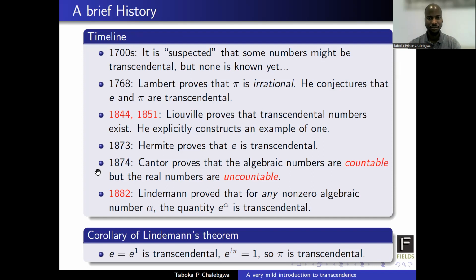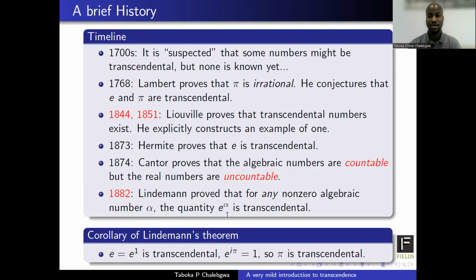And then in 1882, Lindemann proved a slightly more general result, in fact, a way more general result than Hermite's result here. He proves that for any non-zero algebraic number alpha, the quantity e to the alpha is transcendental. So this is essentially now giving us a method, or machinery, or an algorithm, if you will, for constructing transcendental numbers. Take your favorite non-zero algebraic number, plug it into the exponential function, and what you get is guaranteed to be an example of a transcendental number.